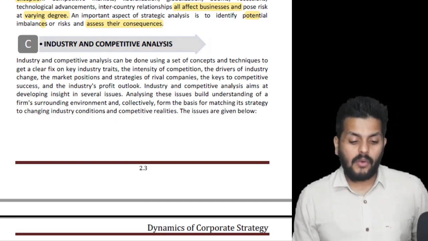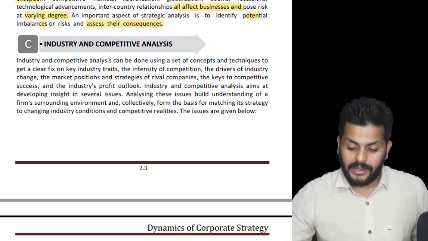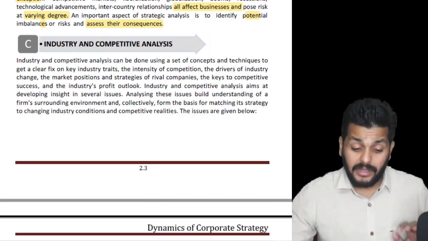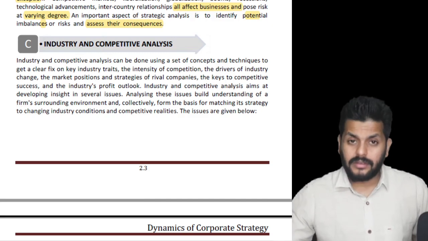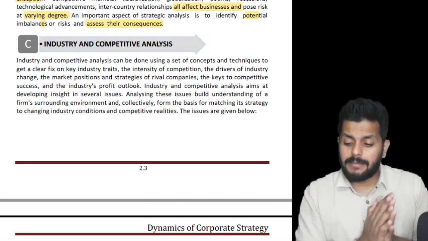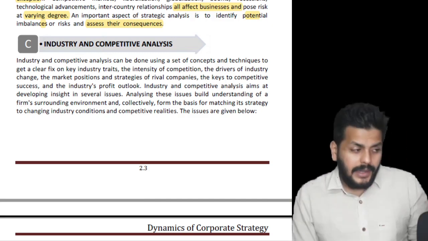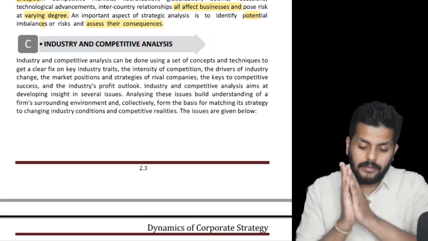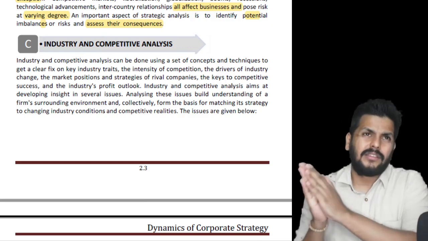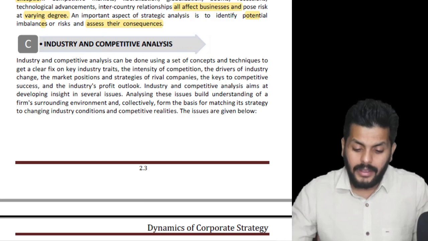Okay, now as we move on, we are going to see one of the most important analyses that's part of this chapter, which is the first branch. As you saw some time back, I drew three branches to the strategic analysis: industry and competitive analysis, portfolio analysis, SWOT and TOWS analysis. So the first one we are starting right now is called the industry and competitive analysis.